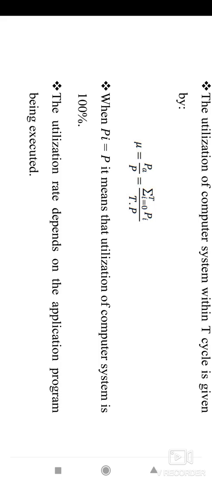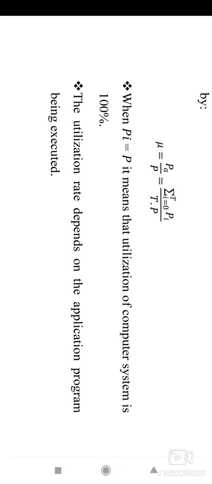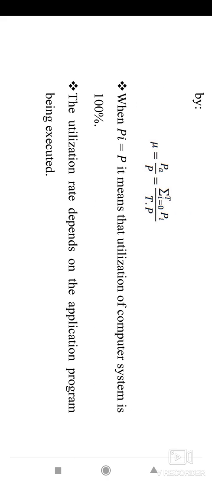What is PA? PA is equal to summation i equal to 1 to T of Pi divided by T. So PA by P means summation i equal to 1 to T of Pi divided by T into P. When Pi is equal to P, that is, at each ith level we have the maximum degree of parallelism, then the utilization is 100%. The utilization rate depends on the application program being executed, on what type of application program is being executed.